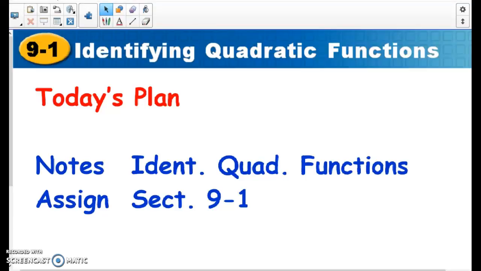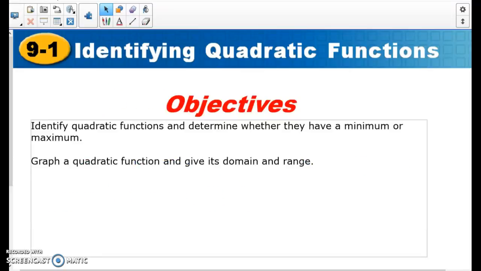Hello, this is Mr. Molo for lesson 9-1, identifying quadratic functions. Alright, so a couple different things we're going to do today with the example problems. We need to identify which functions are quadratics, find the domain and range, and then graph them.